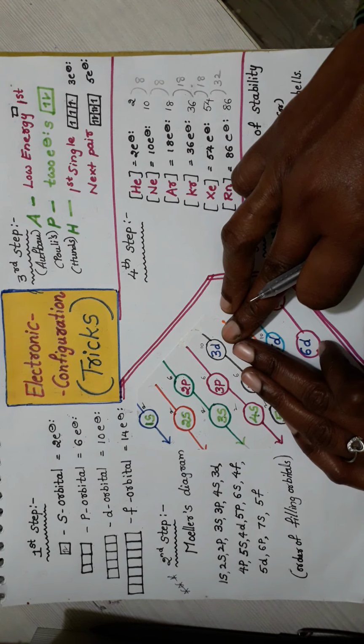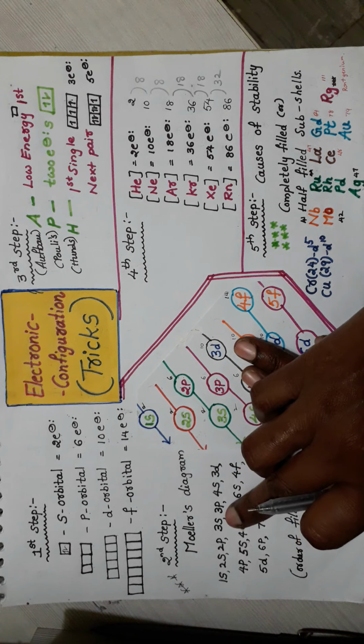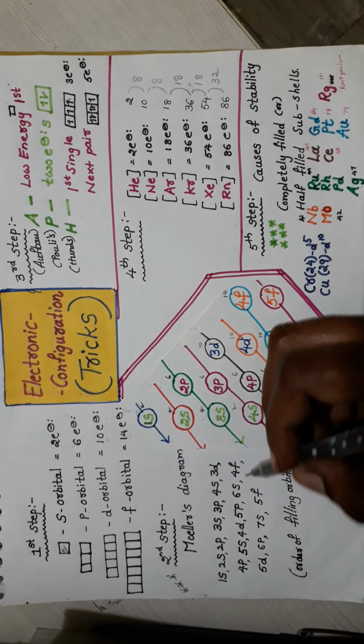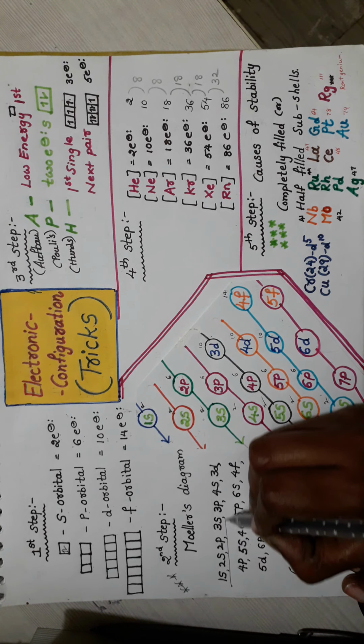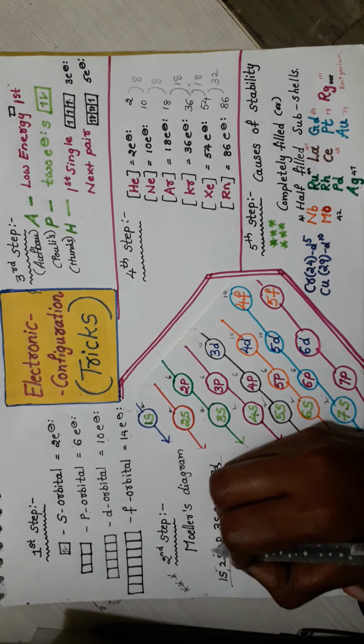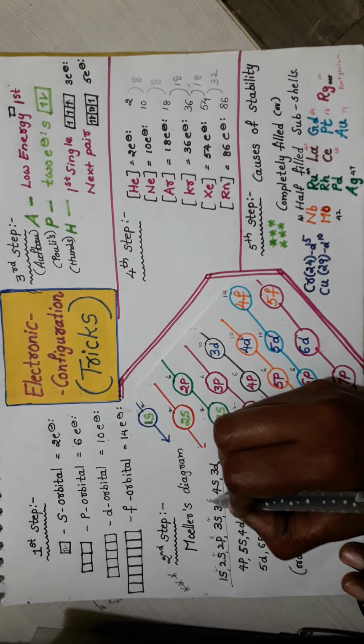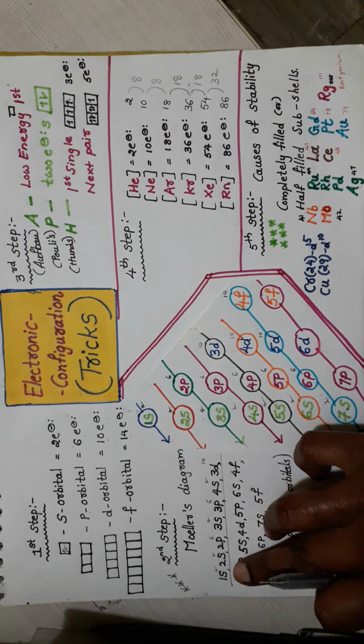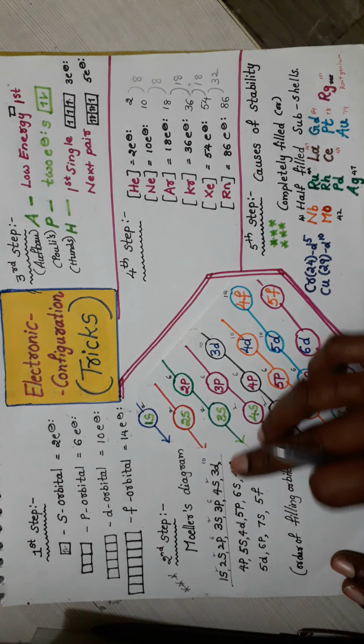So this much is enough: 1s2, 2s2, 2p6, 3s2, 3p6, 4s2, 3d10. This much is enough up to 30 elements. You must remember this, it is very important.